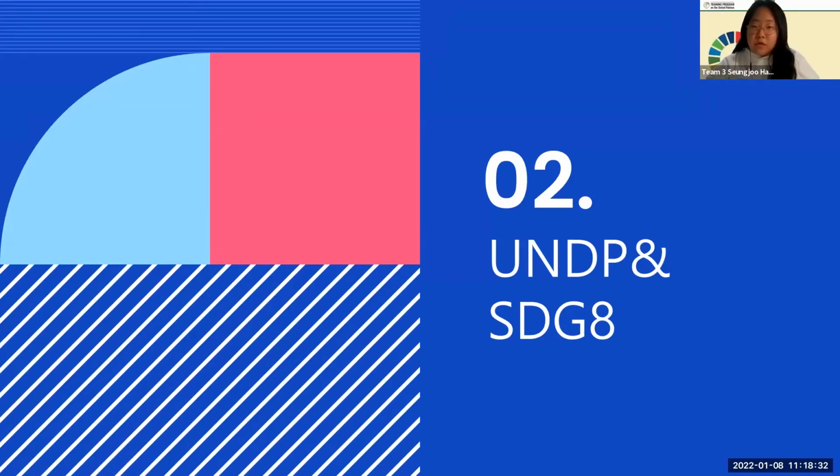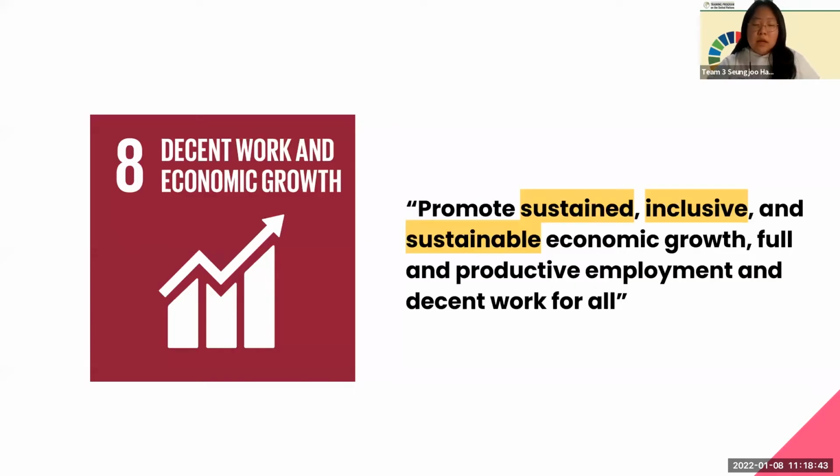Now I'll be introducing you to SDG 8, which is related to the first main goal of UNDP, which was sustainable development, as Hyungeon kindly introduced for us. Sustainable Development Goal 8 is decent work and economic growth, with its full name being promote sustained, inclusive, and sustainable economic growth, full and productive employment, and decent work for all.